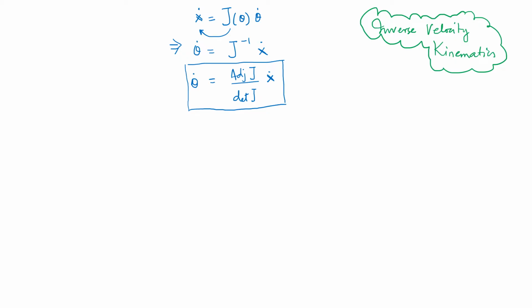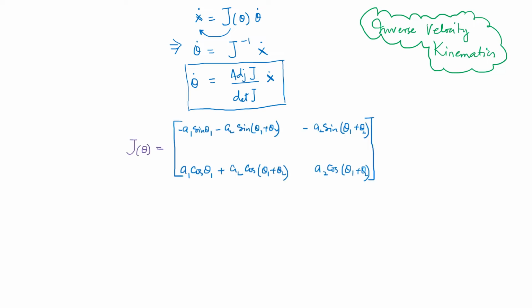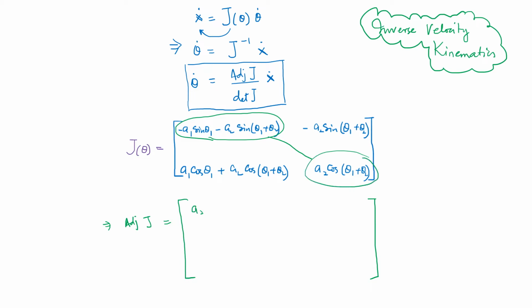Now, as we have derived earlier, the Jacobian was this expression. We're going to make use of it to compute the adjoint. So if the Jacobian is this, the adjoint of this Jacobian is going to be equal to: I'm going to change the places of this with that. So this is going to be a2 cos of theta 1 plus theta 2 at this particular location, and this element minus a1 sine of theta 1 minus a2 sine of theta 1 plus theta 2 at this particular location. And then I'm going to change the sign of these two elements.